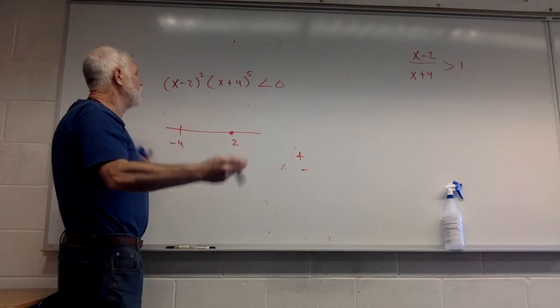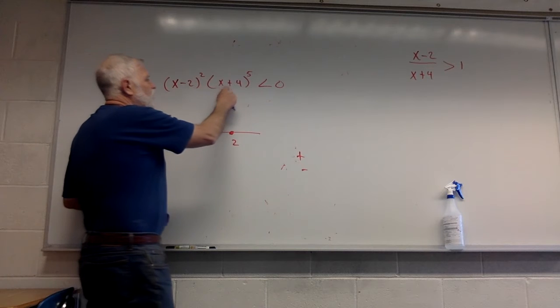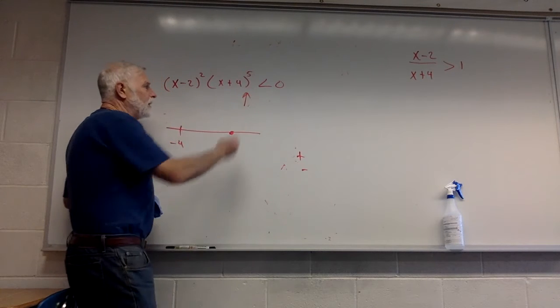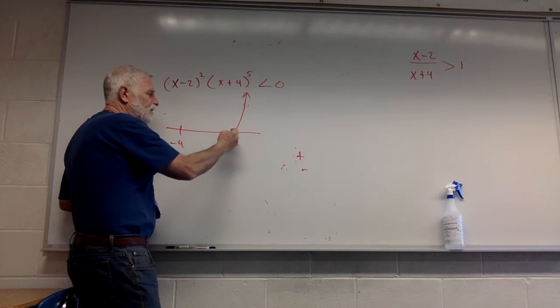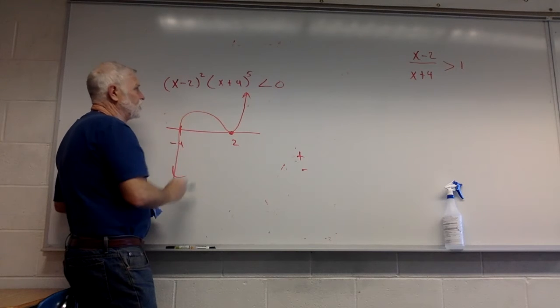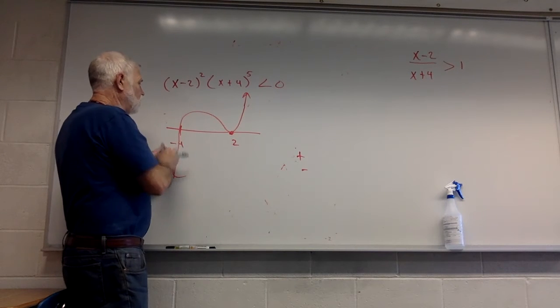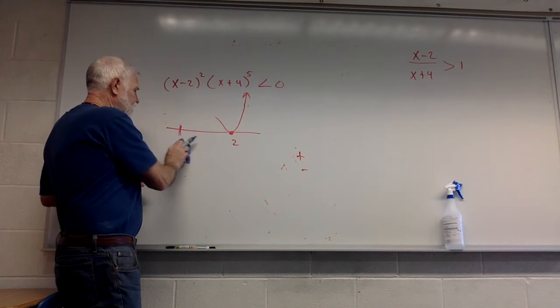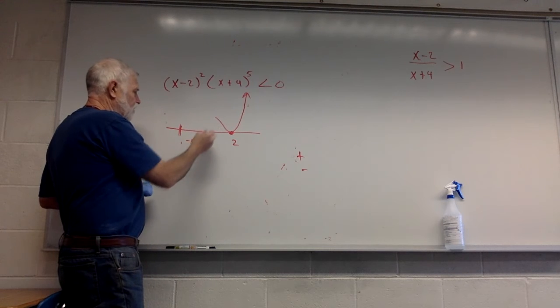So I'm going to pick 1,000,000. 1,000,000 minus 2 squared, 1,000,000 plus 4 to the 5th. That is definitely positive. That means I'm going up. So I'll draw it backwards. No sign change. Sign change. Now, this over here, if you put it in Desmos, would have a little different look to it. So I might as well talk about that a little bit.